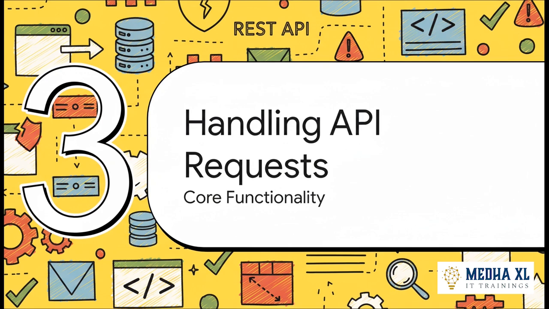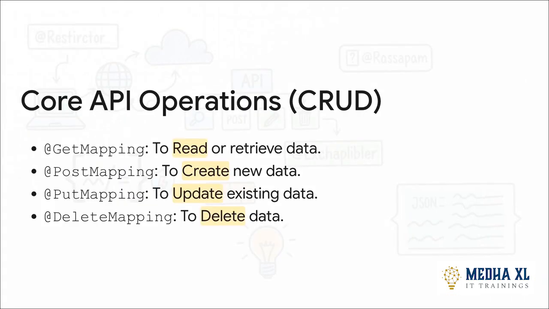So now we're going to expand our API to handle the 4 fundamental operations you'll find in pretty much any modern app. These operations are often called CRUD. It stands for create, read, update, and delete. And what's awesome is that Spring Boot gives us a clean, dedicated annotation for each one. It makes the code so easy to read.